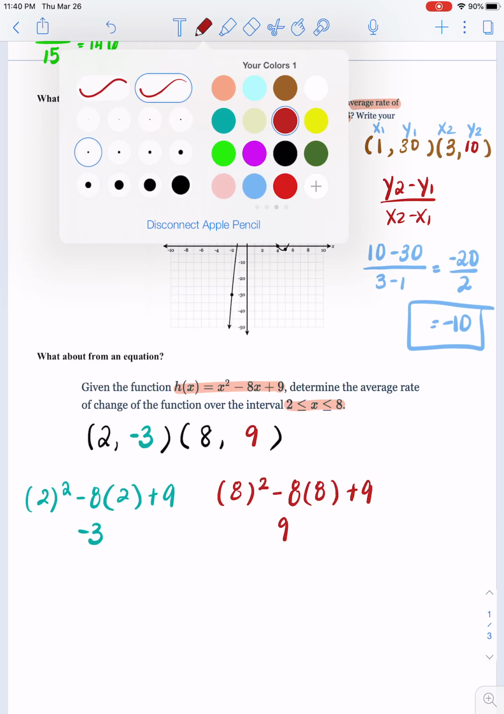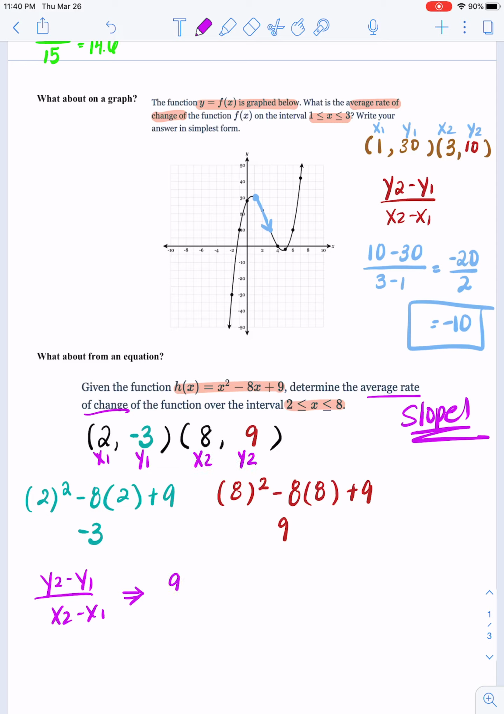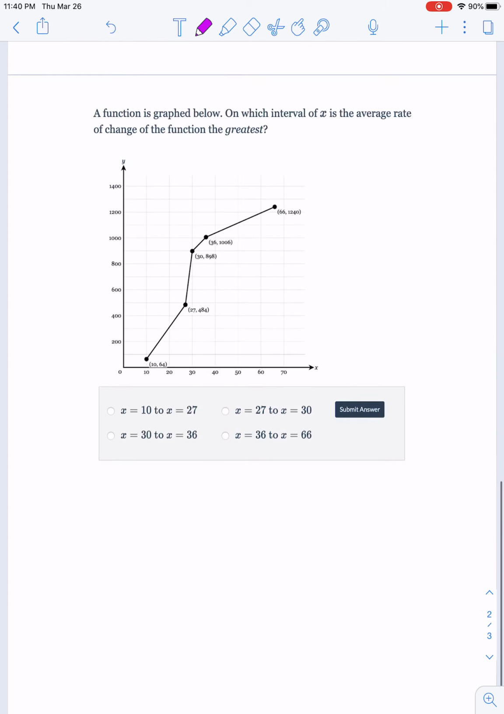All right, well, now that I have these two values, how do I find the average rate of change? Or what is the other word for average rate of change? Slope. And slope is y2 minus y1 over x2 minus x1. So let's do this. x1, y1, x2, y2. So 9 minus negative 3 over 8 minus 2. Put this into your calculator. On top I get 12. On the bottom I get 6. Divide, I get 2.